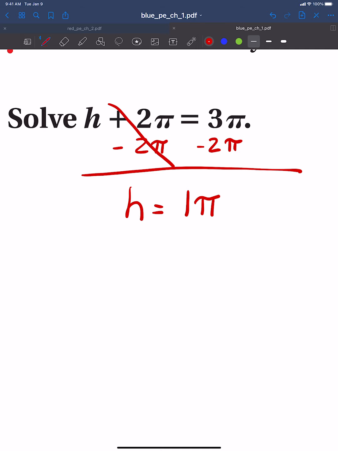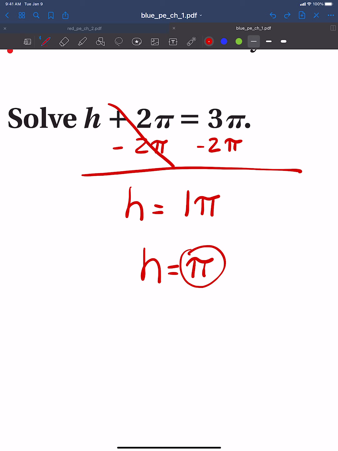Now, if I have 1 pi, writing it like this is kind of redundant, okay? It's like saying I have 1 pi. That's kind of silly. So what we do as mathematicians is we say h equals and we just put a pi, because that is 1 pi symbol, right? We don't have to say 1 pi symbol. Kind of redundant. So my answer is just h equals pi.